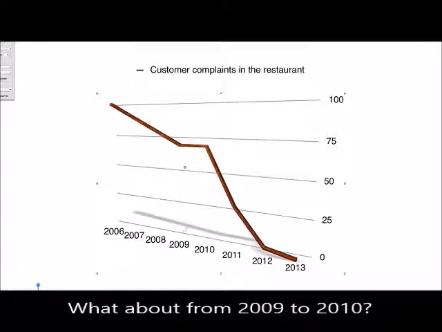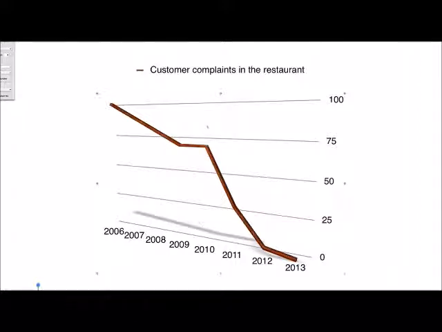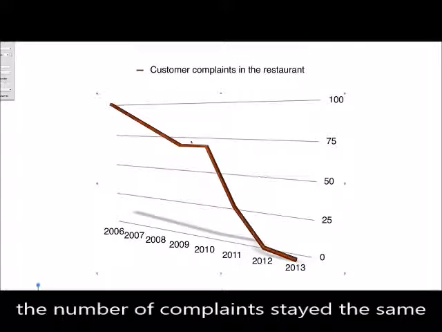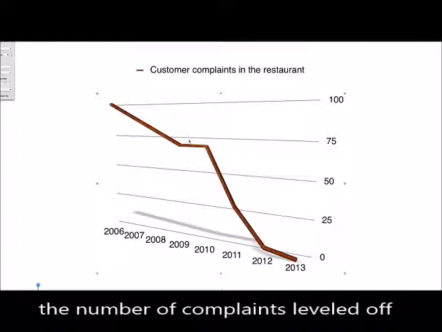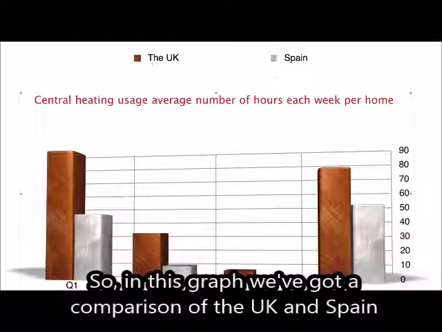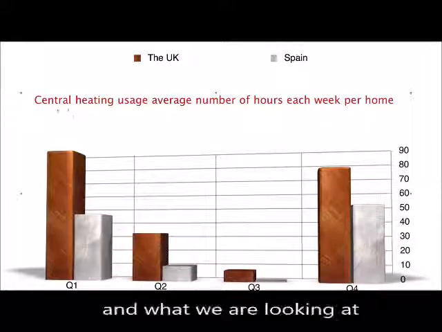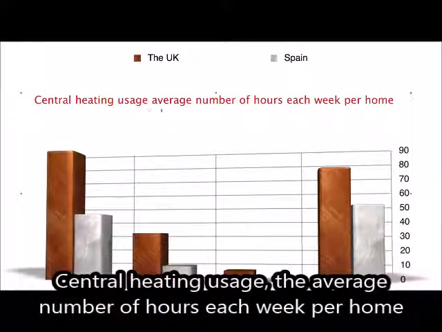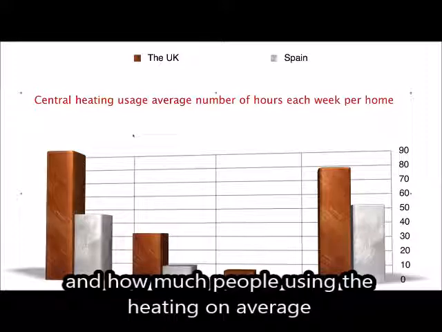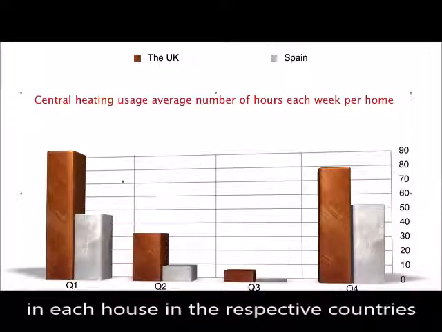What about from 2009 to 2010? The number of complaints stayed the same. The number of complaints leveled off. So in this graph we've got a comparison of the UK and Spain, and what are we looking at? Central heating usage, the average number of hours each week per home. How much were people using the heating on average in each house in the respective countries?